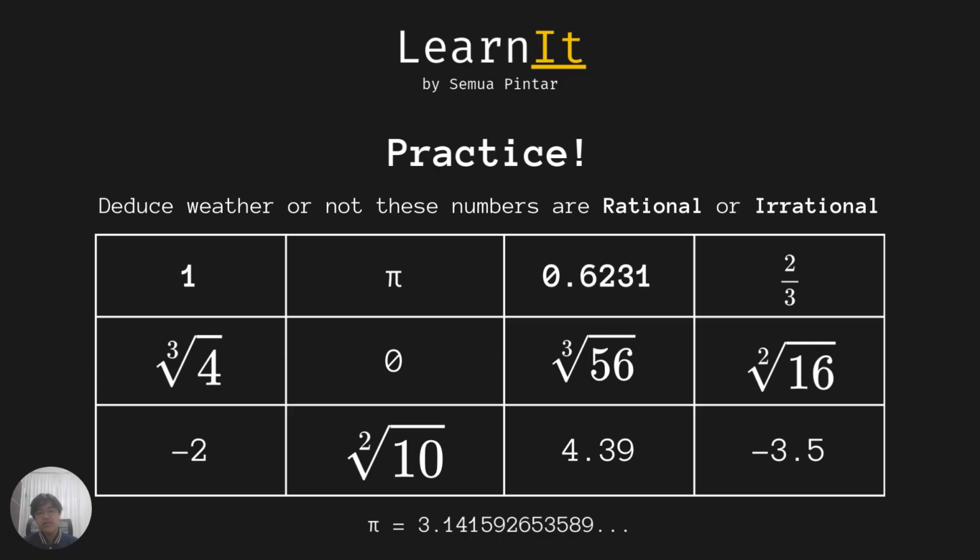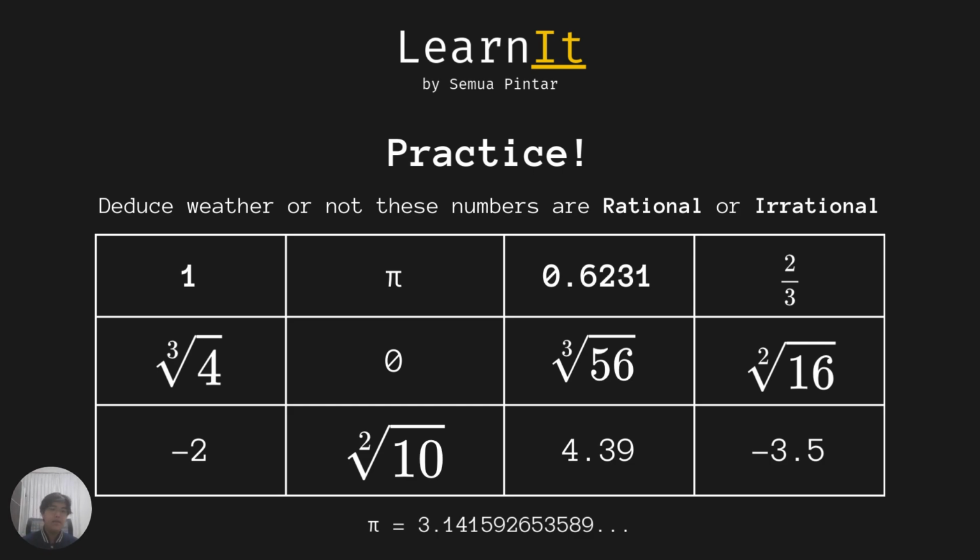Next, 2 over 3 is already explicitly in the form of a fraction, meaning that it is a rational number. Next, the cube root of 4. The cube root of 4 is in the same case where it is a non-ending decimal, meaning that we cannot convert it into a fraction, so it is irrational. And 0 is actually a rational number, because we can convert 0 into a fraction of 0 over anything.